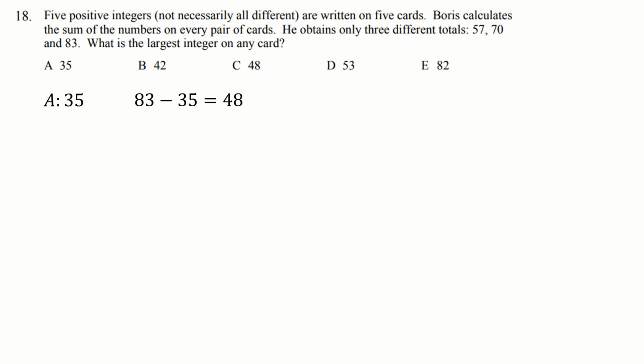That means that the largest number on any card is not 35, so therefore we'll get rid of that one. 42 is slightly more difficult to get rid of, but we can get rid of it, because if you do 83 minus 42, you get 41. So that means another card must be 41, so that it adds to make 83.